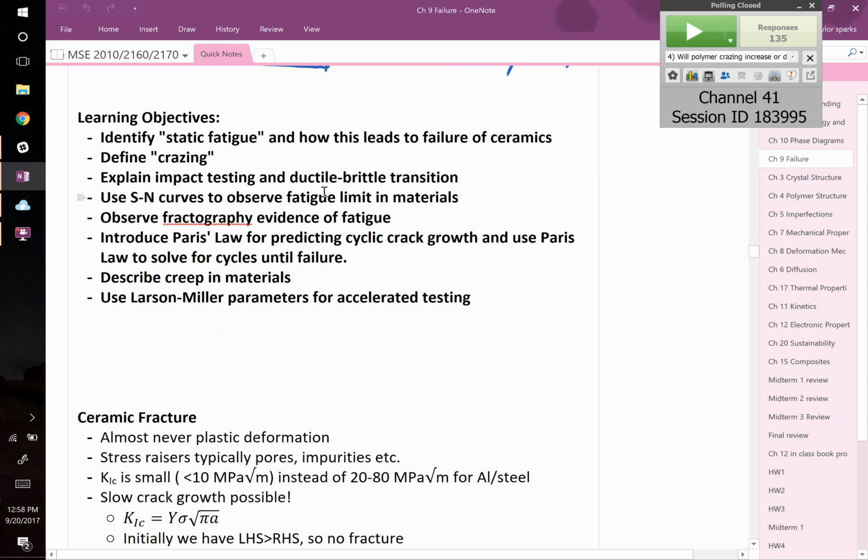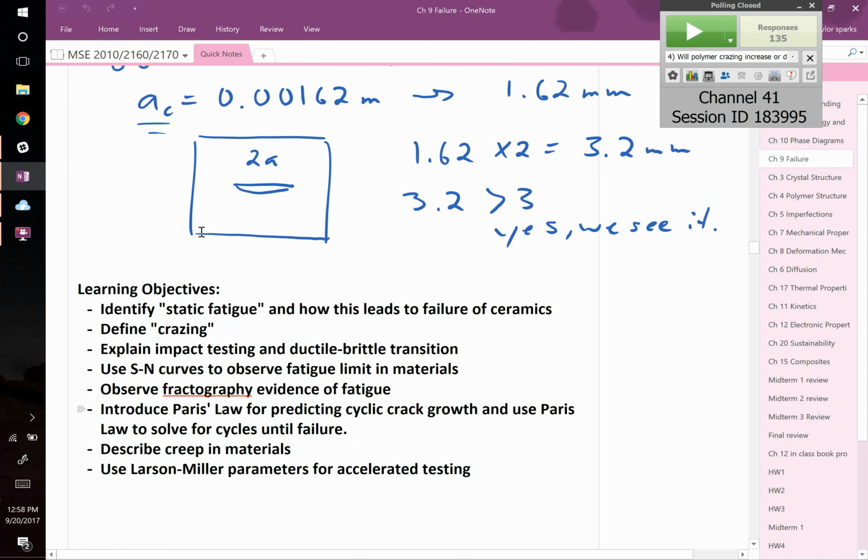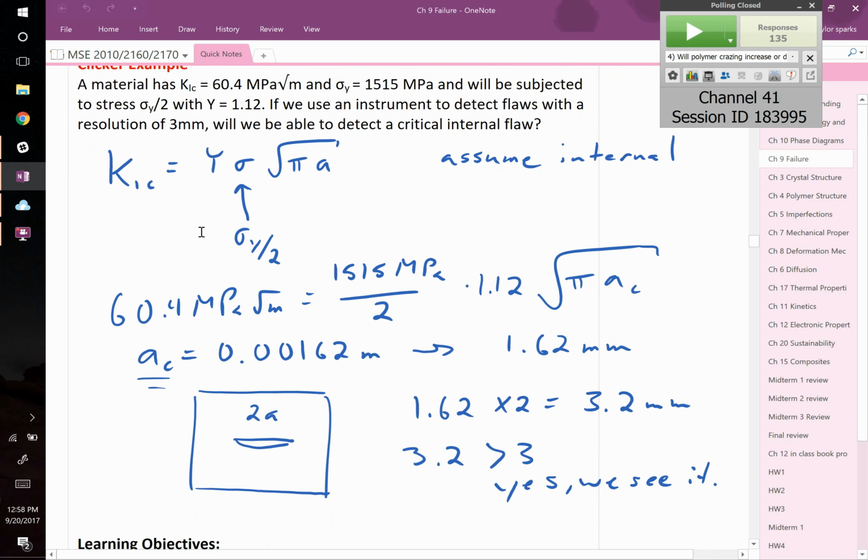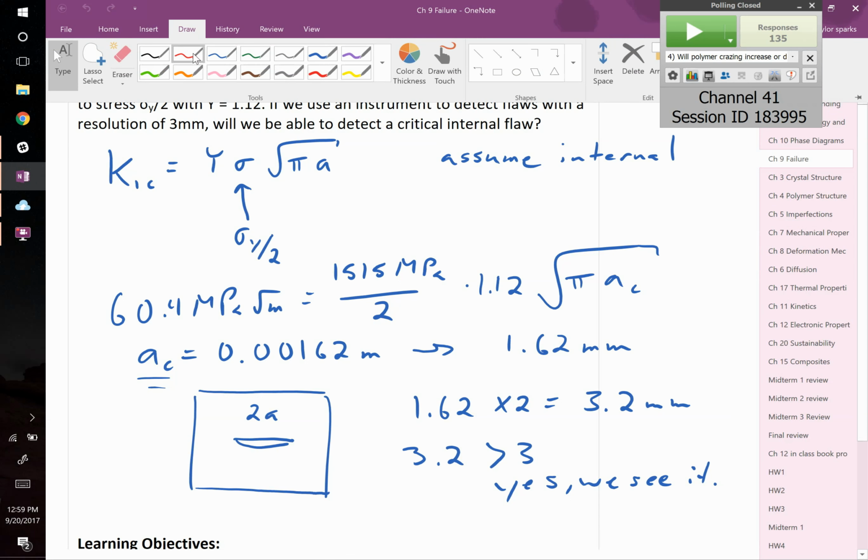Okay. So last time we left off, we did our first calculation of what we call Griffith fracture toughness. We're going to come back to it over and over. I guarantee there will be a question that uses it on the next midterm, there always is.